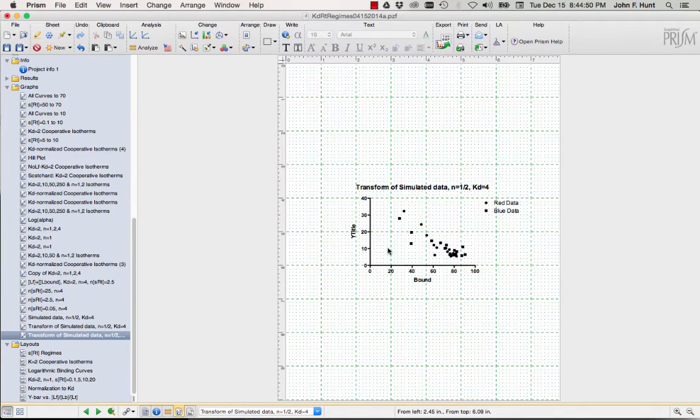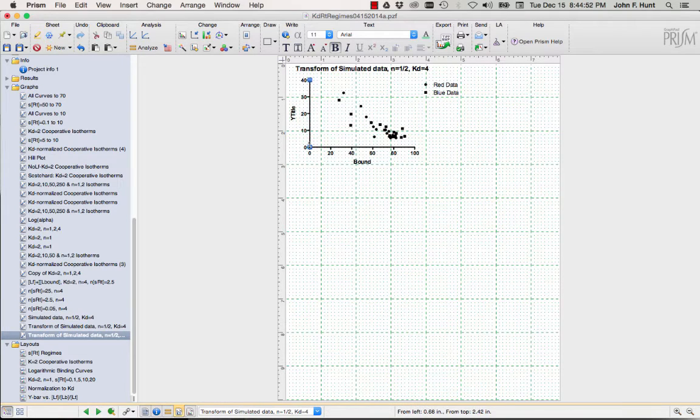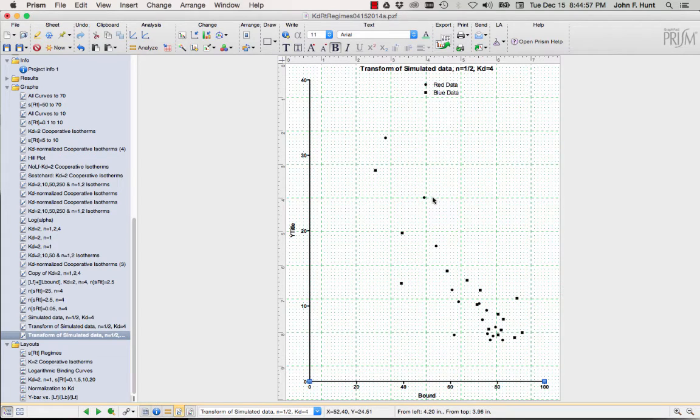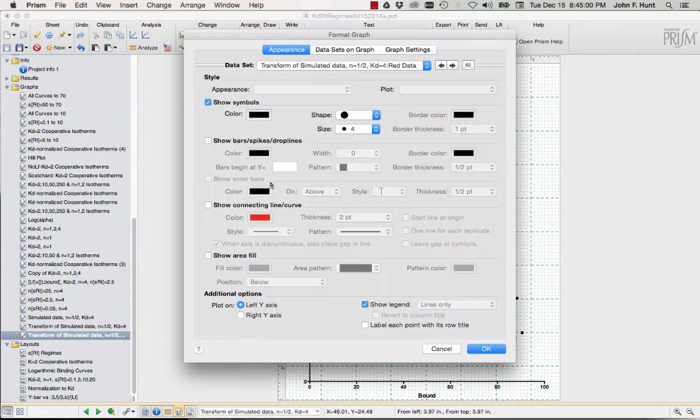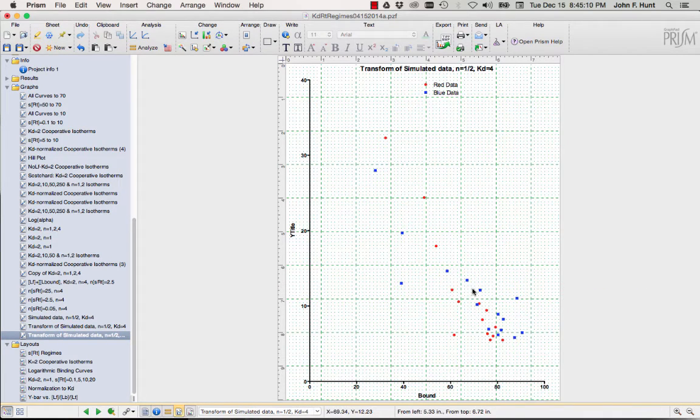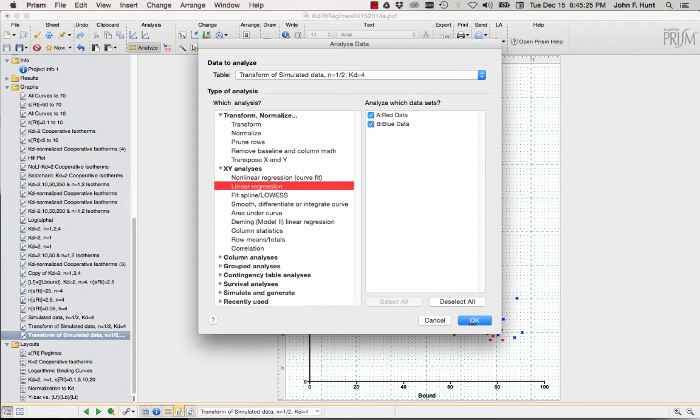And we'll take a look at that. So let's stretch this out as well. And let's make the red data red and the blue data blue. And of course, this should only be linear in the case of independent site binding, but the previous analyses have said the red data looks like independent site binding. Let's take a look at that quickly. Yeah, it looks like a decent line. Let's go ahead and then do a linear regression on that.